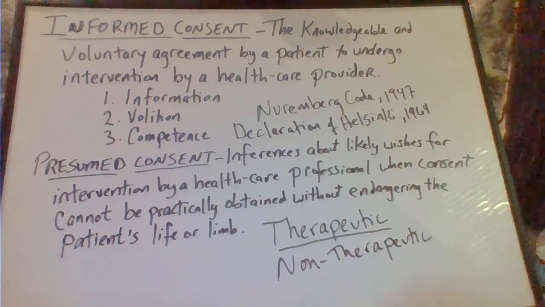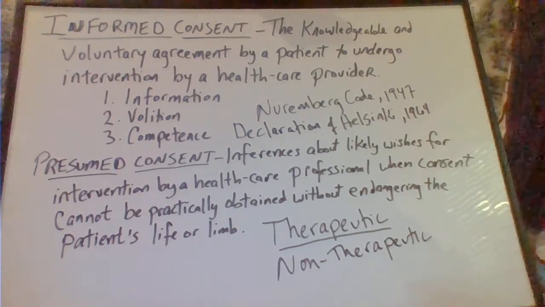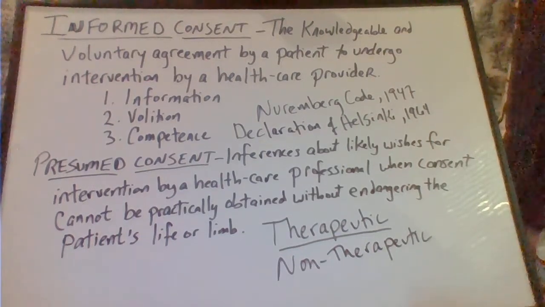The doctor can use it to pull that patient out of immediate danger. But once that patient is out of immediate danger, then presumed consent is revoked and informed consent is back in place. The patient's family, somebody has to give consent on behalf of that person before the doctor can do anything other than pull them out of immediate danger.